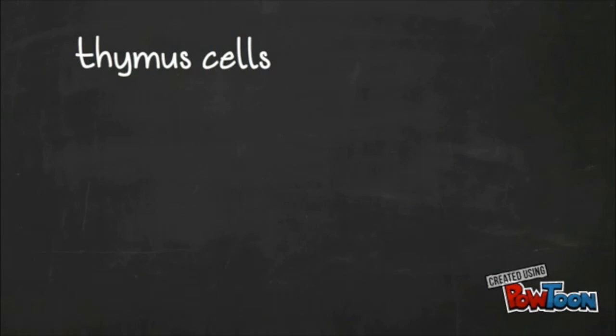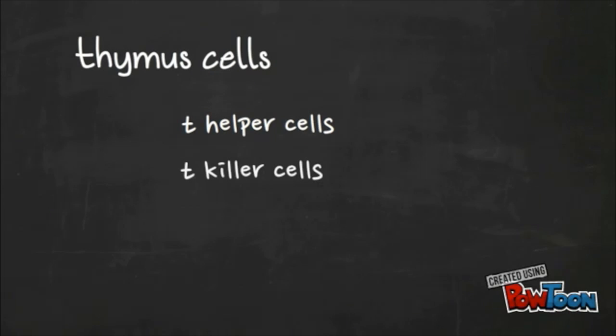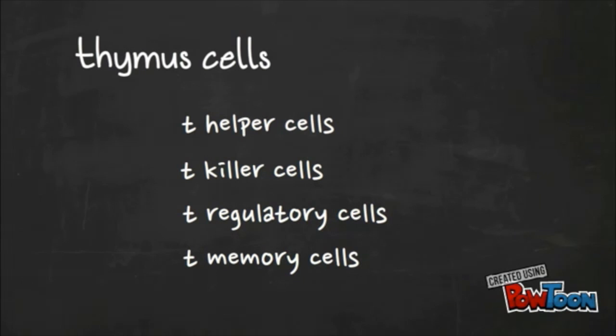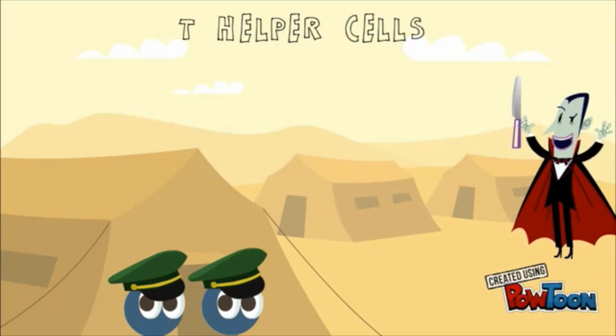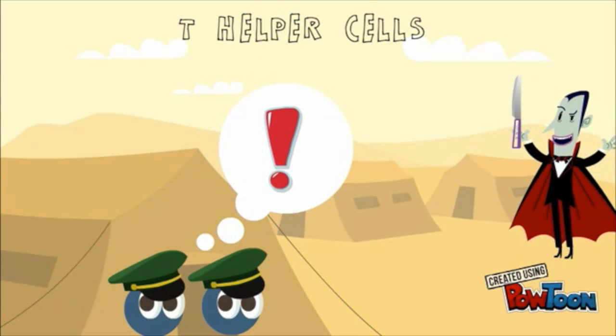Now we have the T cells that are divided into 4 groups: the T helper cells, the T killer cells, the T regulatory cells, and finally the T memory cells. The T helper cells have 2 key tasks: releasing lymphokines, which are messenger substances, and stimulating the production of antibodies.